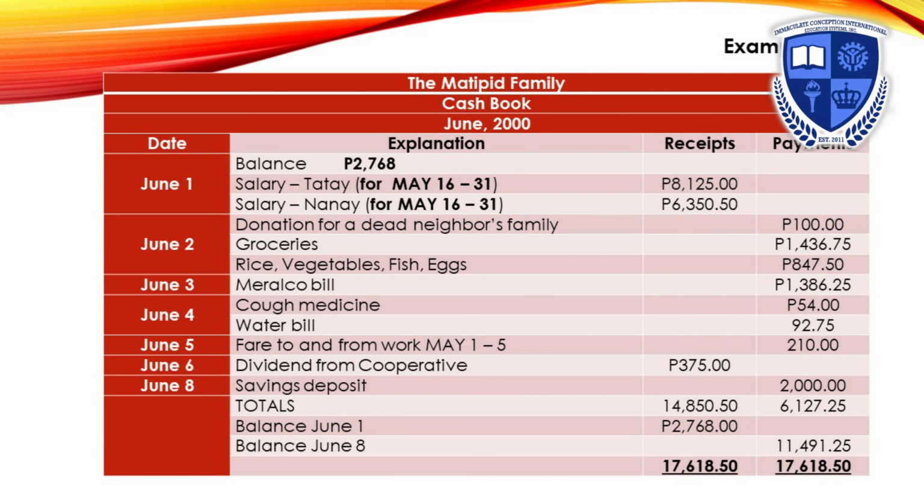Our total for payments is 6,127.25 pesos. Bakit po ma? Dahil pinag-add po natin yung 100 plus 1,436.75 plus 847.50 plus 1,386.25 plus 54 plus 92.75 plus 210. Kaya po ang naging total po ay 6,127.50 pesos. So now, let's subtract para makuha po natin yung natira sa ating pera noong June 8.